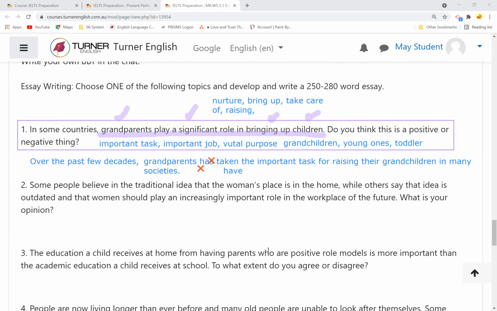Now you need to do another. No, just the same. The first one. Yeah, grandparents. But write a different sentence. A different sentence. Okay. Don't forget your past participle.